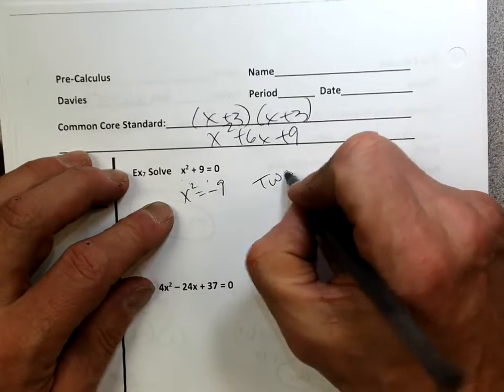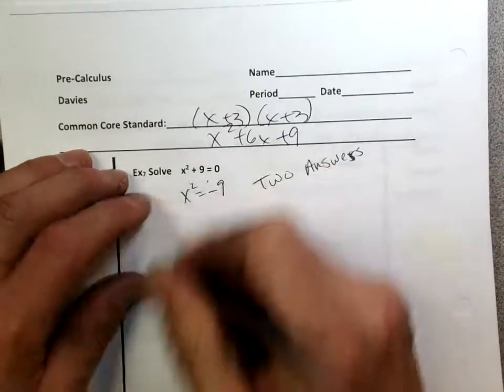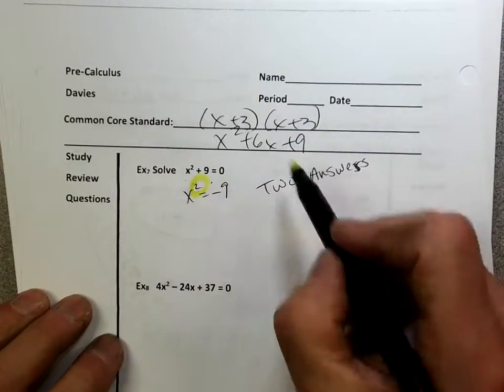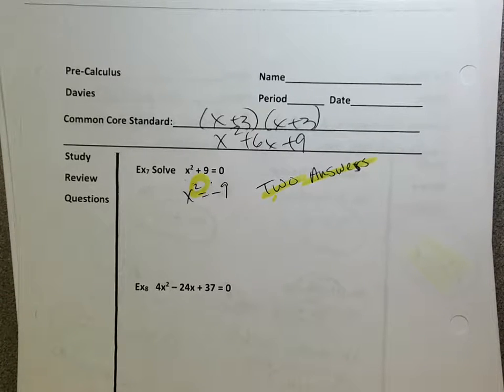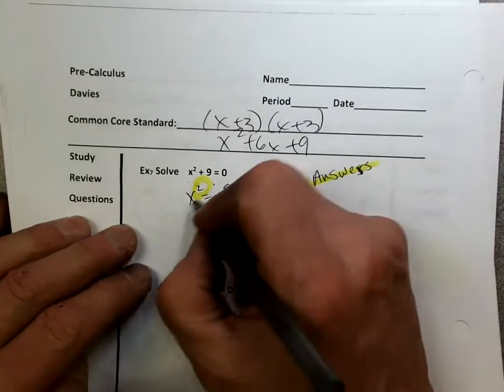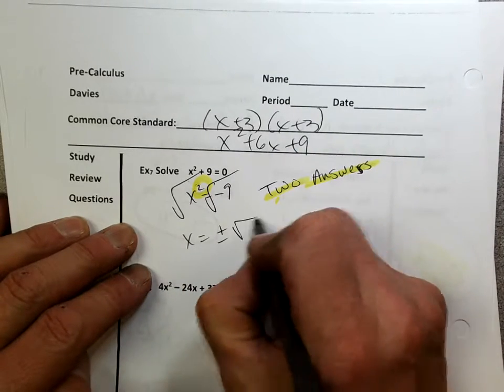Two answers. Has to be two answers because of the x squared. One's going to be a positive and the other's going to be a negative answer. Yes, we'll do plus or minus. So we take the square root of both sides, and we get x equals plus or minus the square root of negative 9.